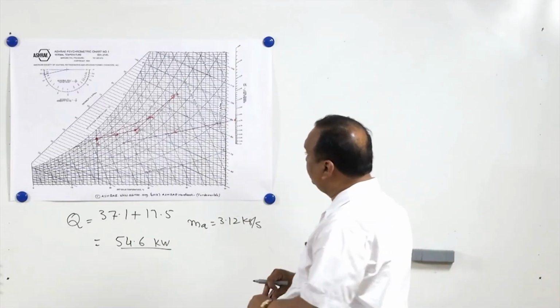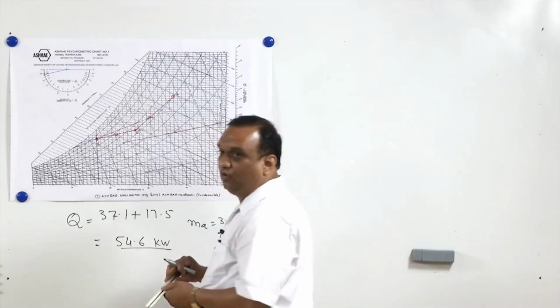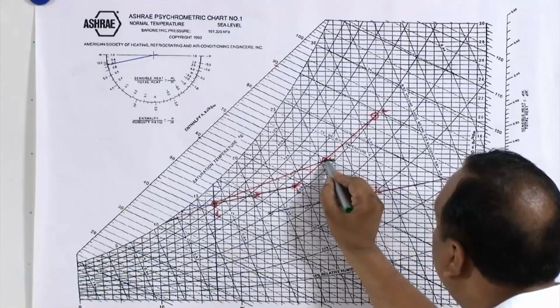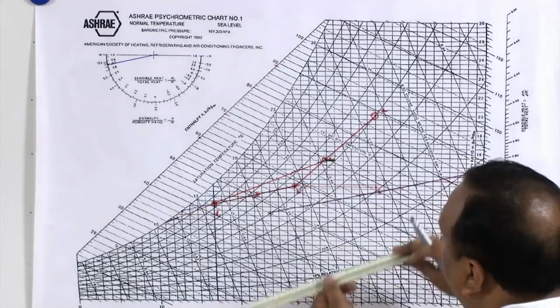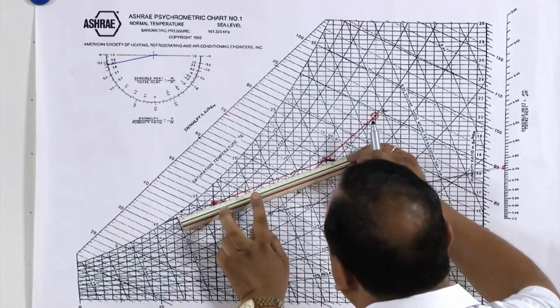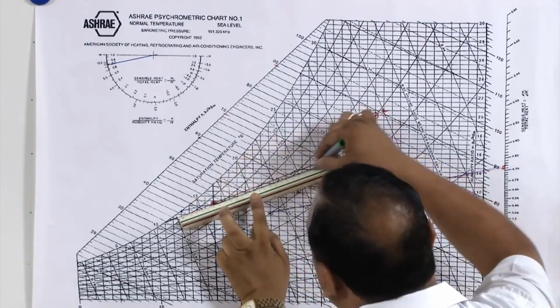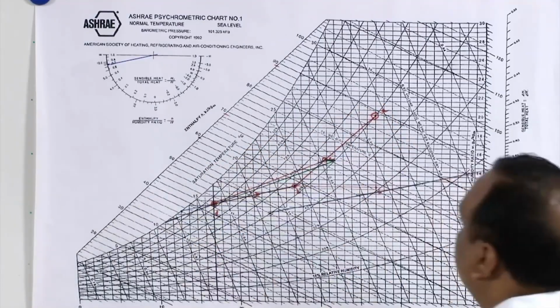Now if the fan is provided before the cooling coil, in that case sensible heat added by the fan shall be added here, and in that case this will become the line for cooling of mixture of air.